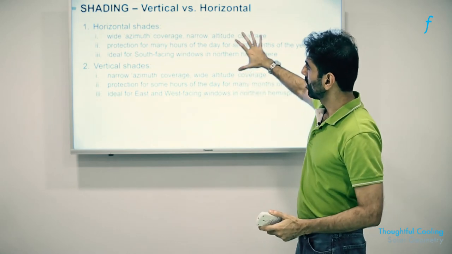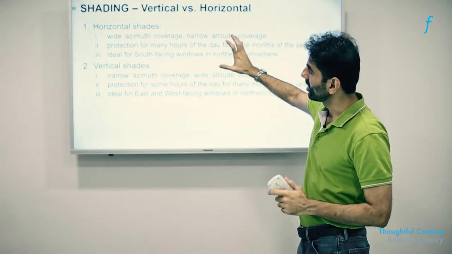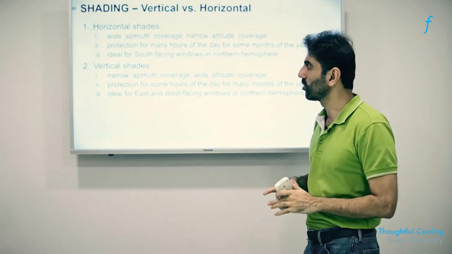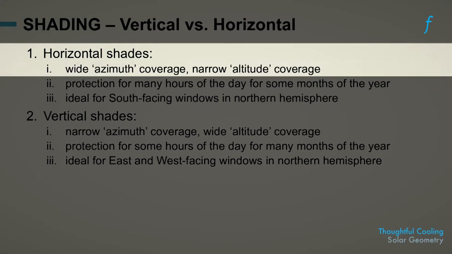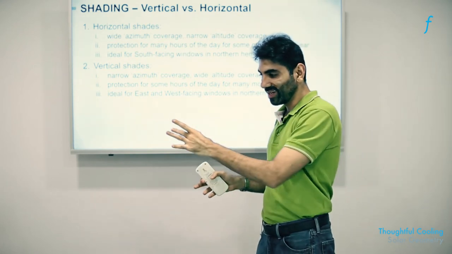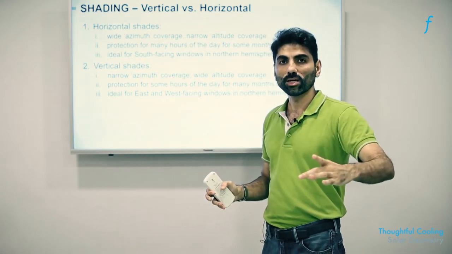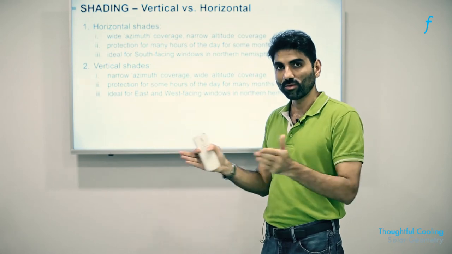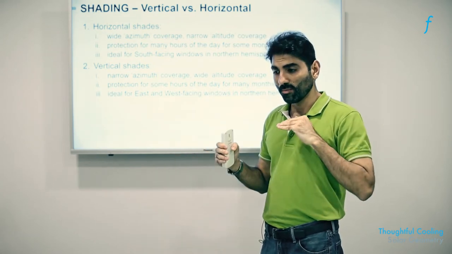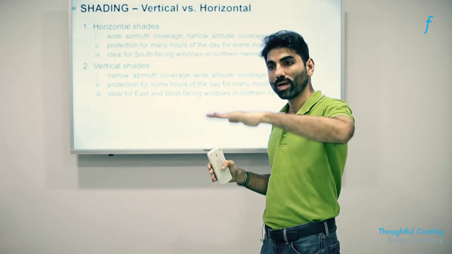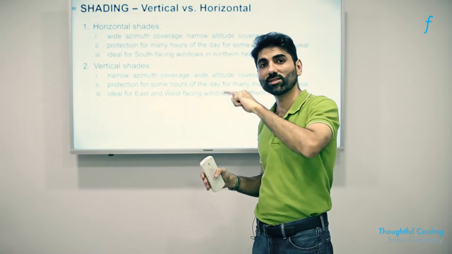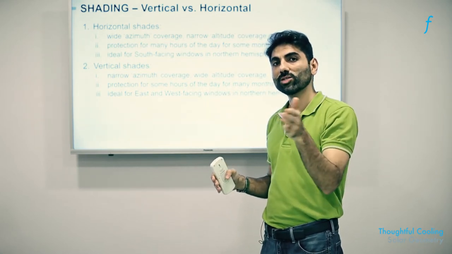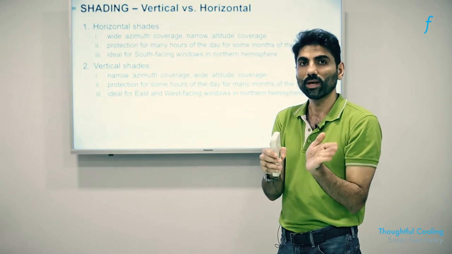There are the two kinds of shading devices, and what are their relative uses, in which situation should which be used. Here we can see that horizontal shades provide wide azimuth coverage and a narrow altitude coverage, right? Because their width spans the length of the sun path diagram, it gives me lots of coverage in terms of hours, but I would need to go really deep to get coverage against a low angle sun, which is why in general, to cover against a low angle sun, people use vertical shading devices for short periods of the day, right?